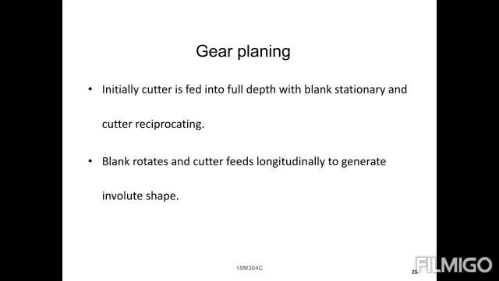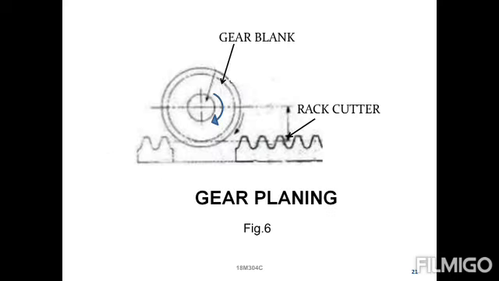Next is the gear planing method. Initially the cutter is fed to the full depth with the blank stationary and the cutter reciprocating. So the total depth will be formed. Then the blank reciprocates and the cutter feeds longitudinally, and we can also generate involute shapes. This is the gear planing method.